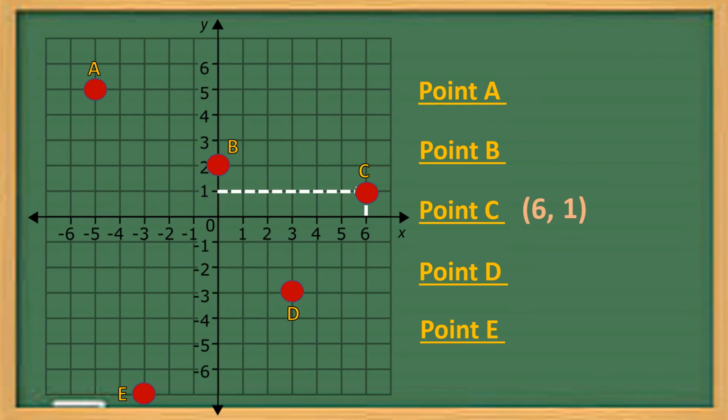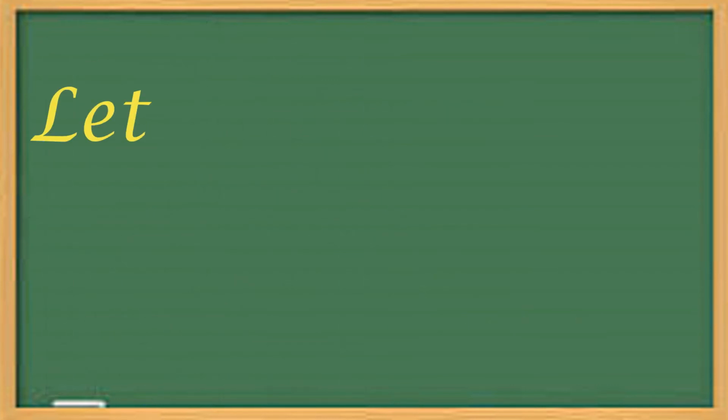Now try to give the ordered pair of points D and E without the help of the white markings. What is the ordered pair of point D? Very good. The ordered pair of point D is 3, negative 3. How about the ordered pair of point E? Correct. It is negative 3, negative 7. You're doing a great job. Let's continue with plotting points on a Cartesian plane.